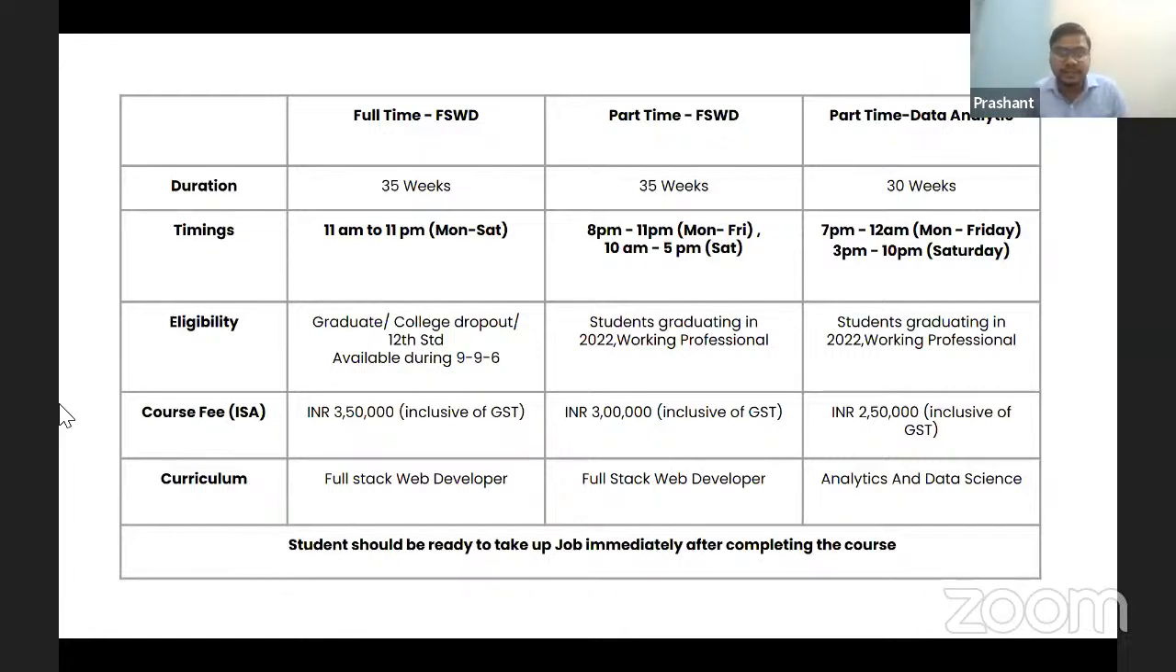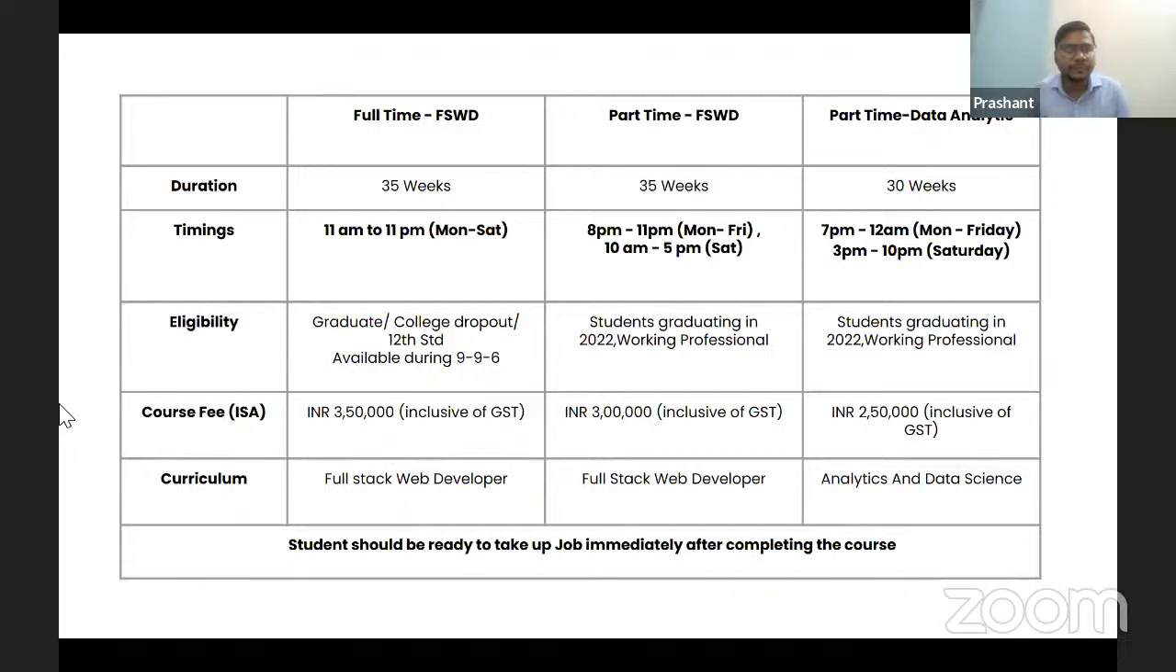For part-time full stack web development, the eligibility is students graduating in 2023 or working professionals. I think there is a typing mistake in the presentation. So students who are completing their education in 2023 or working professionals are eligible for our part-time programs, whether it is web development or data analytics.